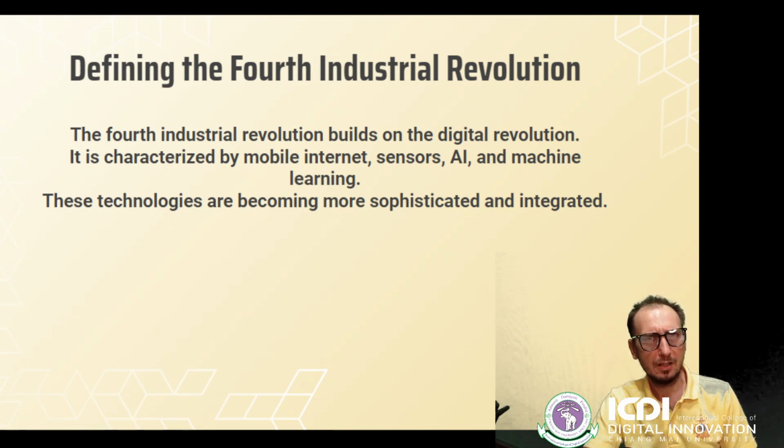Now we are at the start of the fourth industrial revolution. This revolution began at the turn of the 21st century and builds on the digital revolution. It is characterized by a more widespread and mobile internet, smaller and more powerful sensors, and advances in artificial intelligence and machine learning. Right? So the fourth industrial revolution is very powerful computers that are everywhere, internet that is everywhere. We have sensors and also machine learning and AI.